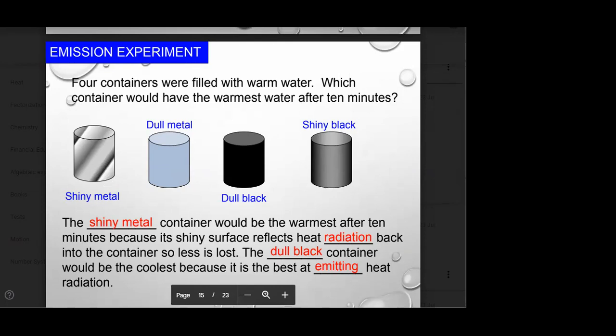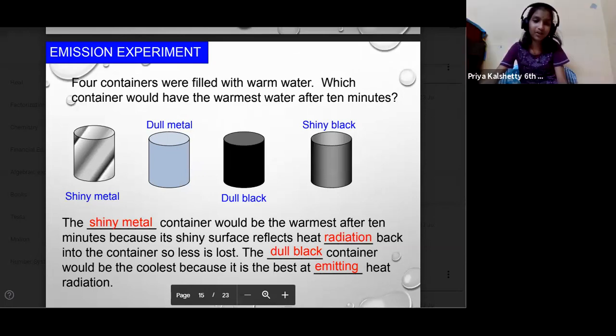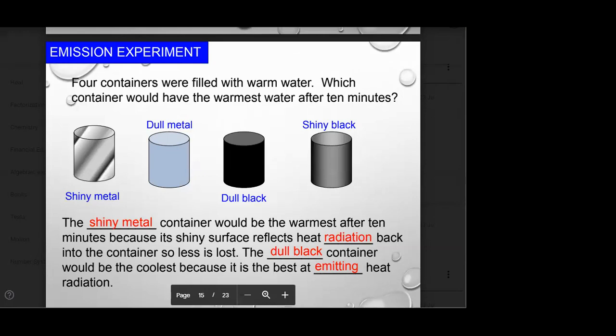Some say shiny black, some say shiny metal. Now think about it. I asked you one question. What question did I ask? Why? Why should black clothes not be worn? Because they absorb heat. Yes or no? They absorb heat. That is the reason.